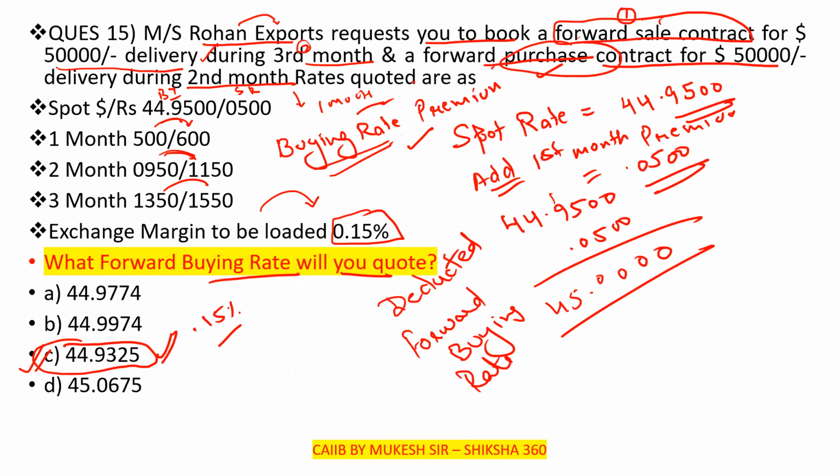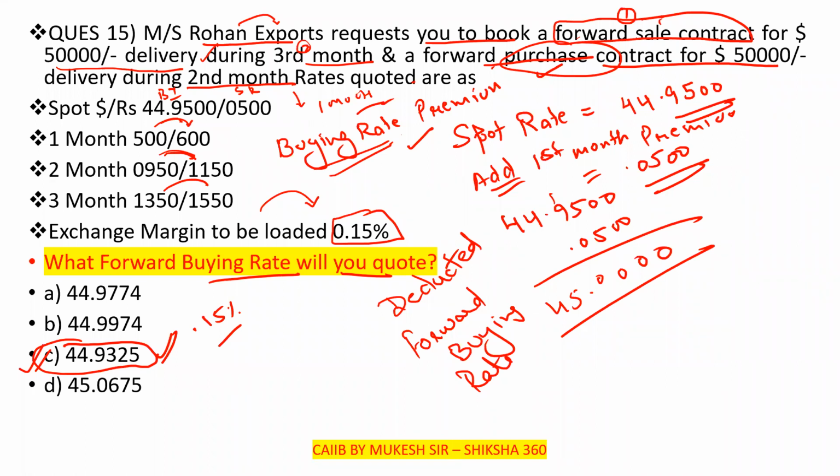Please tell fast if anyone has any doubt or query regarding the same. Hope it is clear to all of you. First of all, we have to take up the spot rate. Then we have to add the premium. After that, we will take out the margin from that. Any other query or doubt?